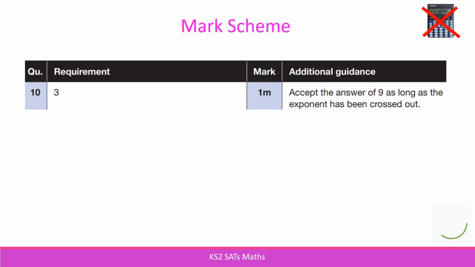The mark scheme on this question shows the answer is 3 for 1m, which means 1 method mark. It does say in the additional guidance that if you wrote the answer of 9, and as long as you crossed out the exponent, which is the squared part of it, they will accept the answer of 9. So if you'd written 8 squared plus, got rid of the squared bit and just written the number 9 equals 73, that was allowed and that would have given you a mark.